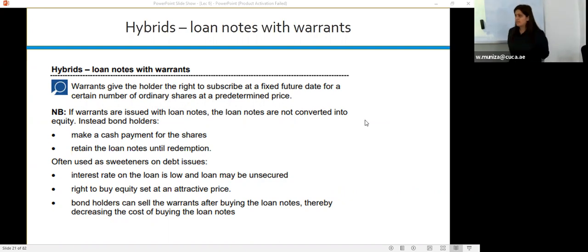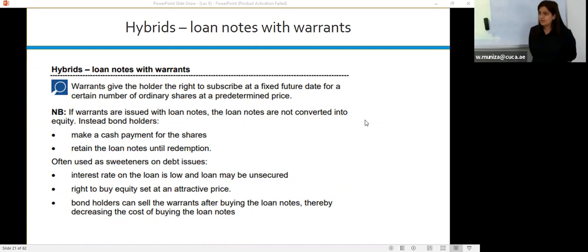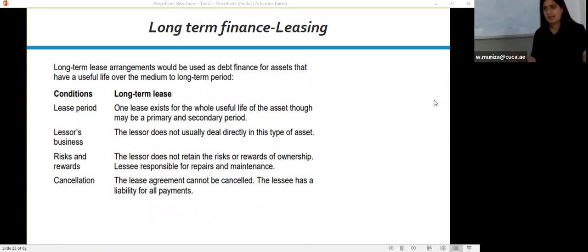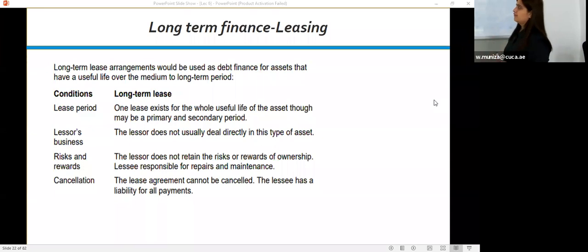Now, there are no specific questions on the hybrids or the loan notes with warrants. This is again for theory purposes. If they ask you to compare different sources of finance, it can come for 8 marks or something like that, in which you will be required to discuss all the sources of finance.